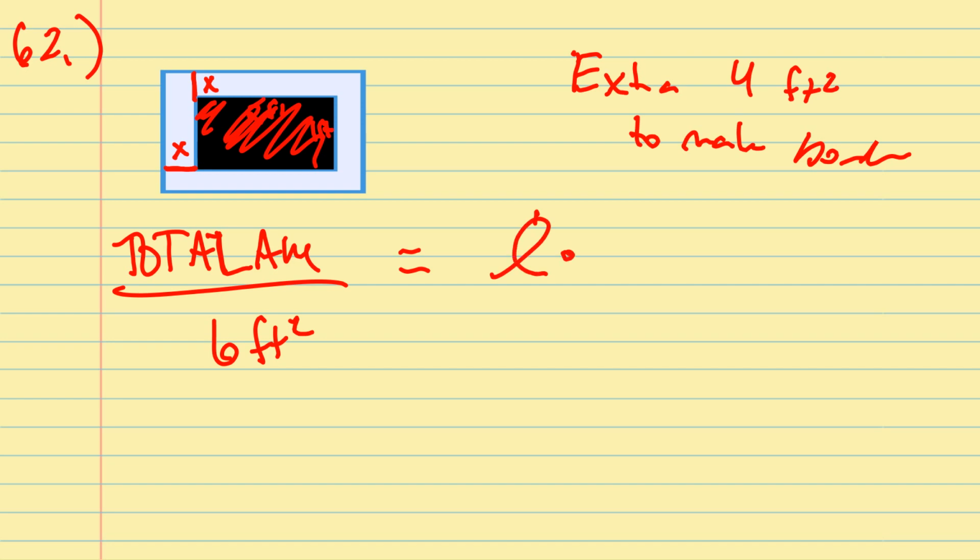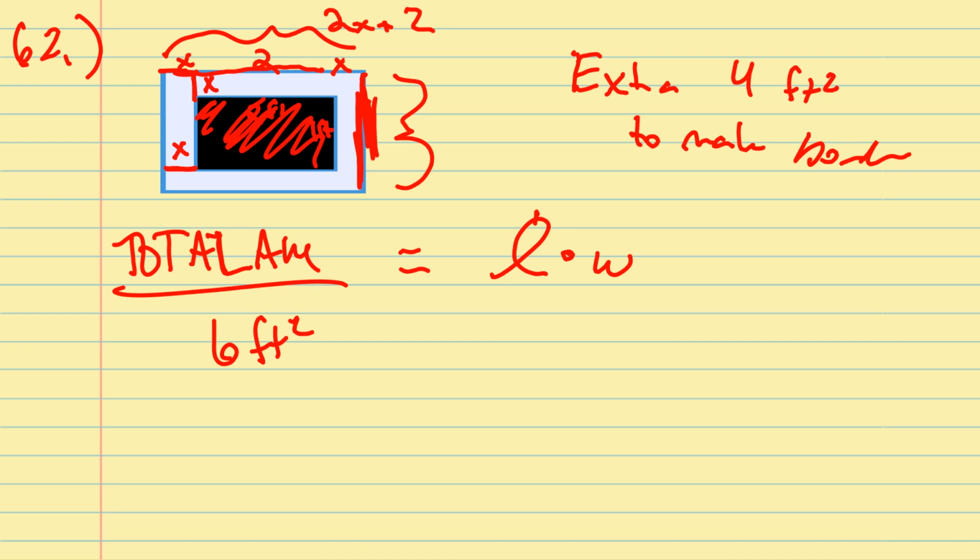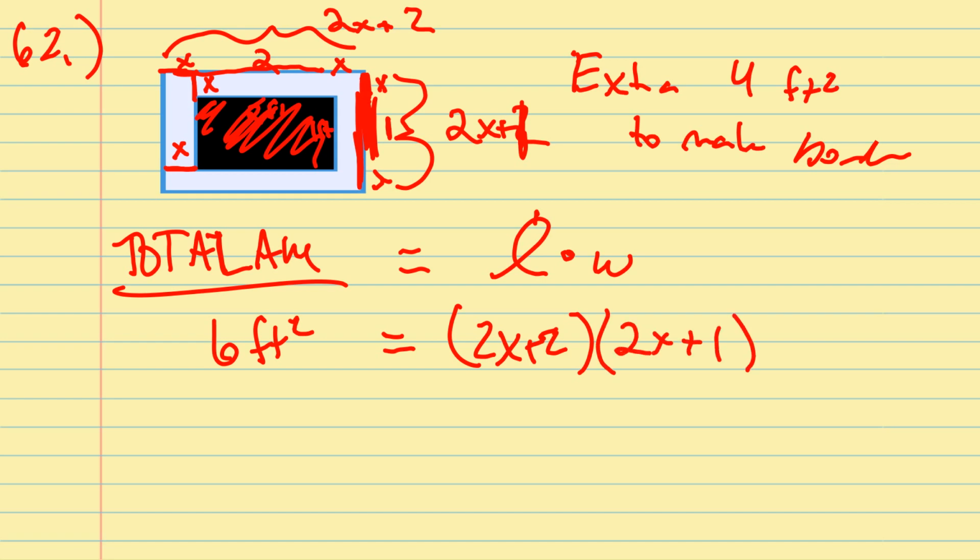Now area is equal to length times width. So I need to know this length. Normally it's 2 feet from here to here, but I'm going to have an x here and an x here. So the length is going to be 2x plus 2. Same thing, I've got to figure out this length right here. From right there, it is 1 foot. But then I have an x right here, x right there, so it's going to be 2x plus 1, not 2x plus 2. So I get 6 is equal to 2x plus 2 times 2x plus 1. So I have to FOIL first.